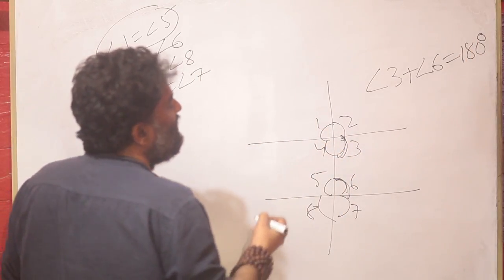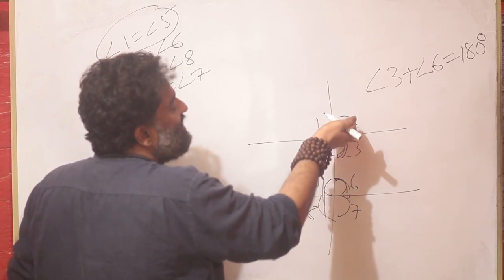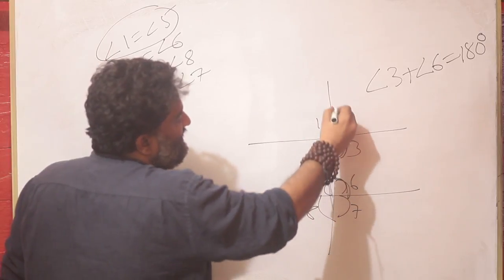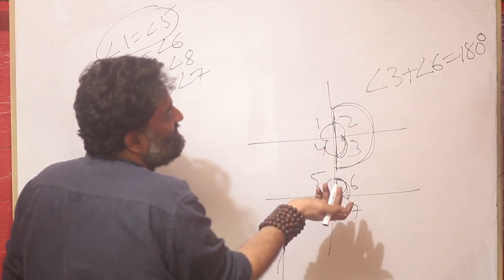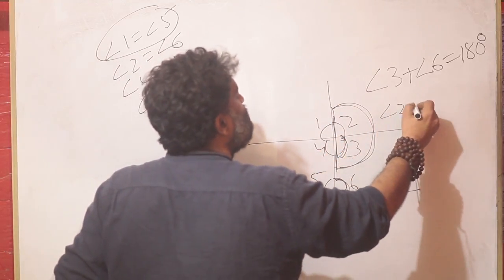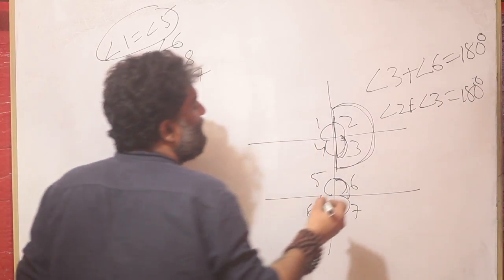How can I do that? And by now the process should be fairly intuitive. You know angle 2 plus angle 3 is going to be 180 degree because this is a straight line and this is the big angle. You know this angle on a straight line is 180 degree. This angle is made up of angle 2 plus 3. So angle 2 plus angle 3 is equal to 180 degree.